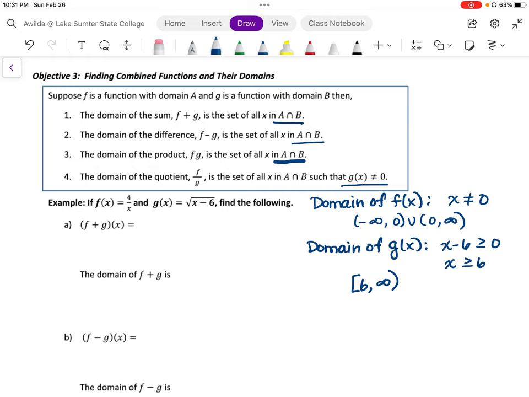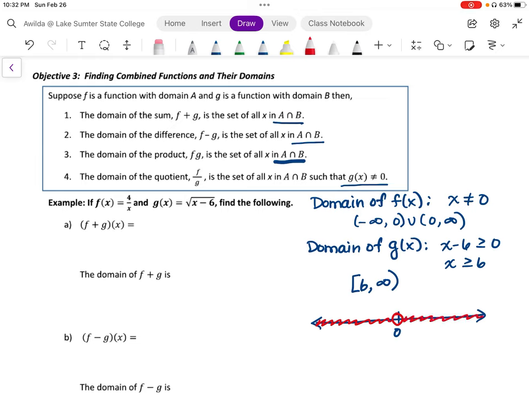So for the domain of f plus g, we have to see which x values are in both of these domains. Well, I'm going to go ahead and use a number line so that we can see this visually. The domain of f included everything except 0. So let me do this in red. 0 was not included, but we could have gone anywhere to its left and anywhere to its right.